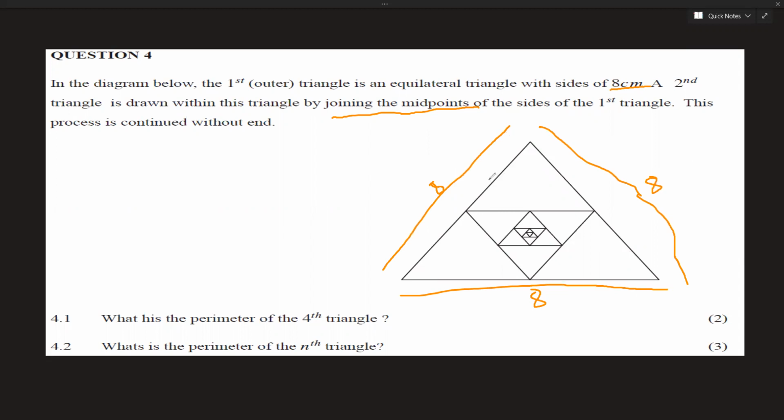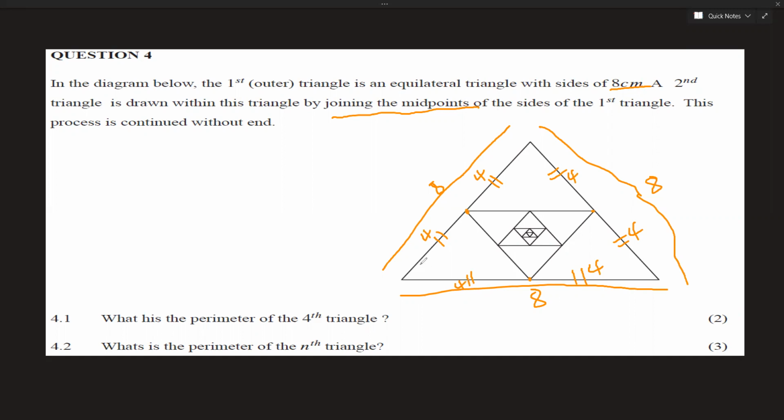So what they're telling us is this side must be equal to that one because this is the midpoint. This is the midpoint, that is the midpoint. So this must be equal to that one, equals to that one, equals to that one. And then if the total length is 8, it means I'm going to have 4, 4, 4, 4, 4, 4, right?